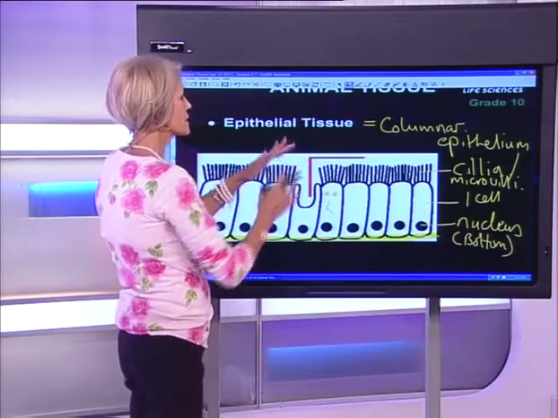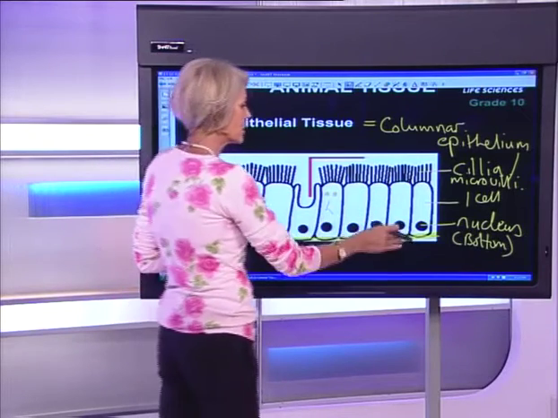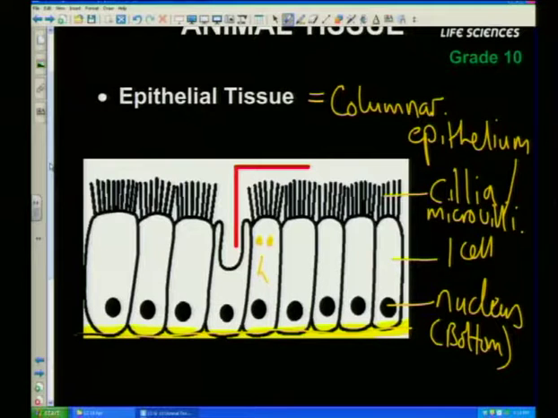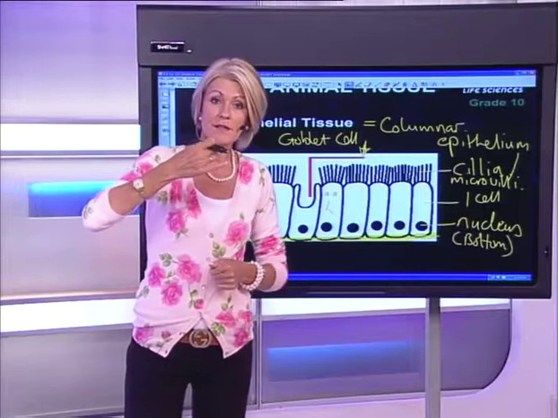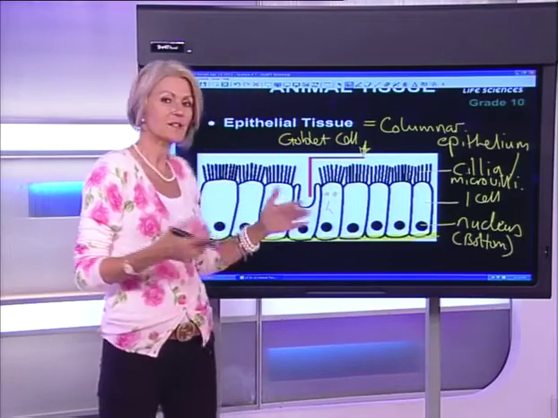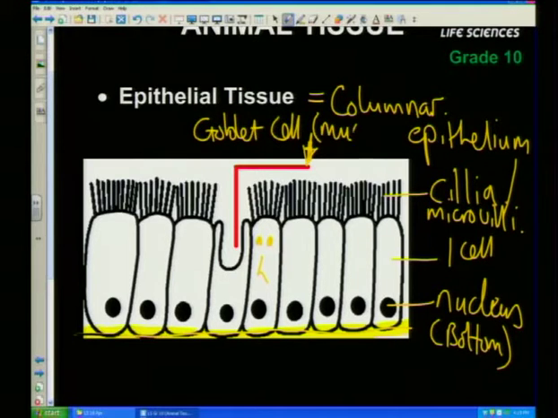Okay, let's just finish off here. So our columnar epithelium, they're column-like in structure. The nucleus is always at the bottom of the cell. You have cilia or microvilli, and this red line here, that you can see over there, that is your goblet cell. Now, in the old days, they used to have goblets, and the goblets contained liquid. In this case, your goblet cell secretes mucus. That's its main function, to produce mucus.